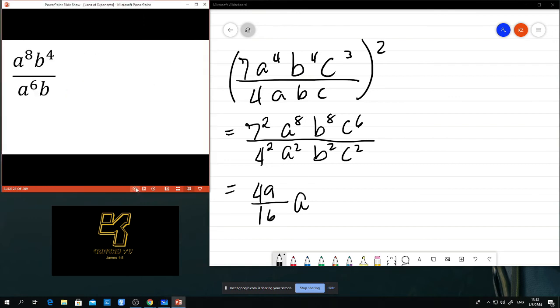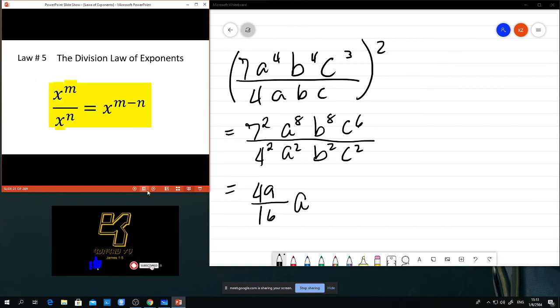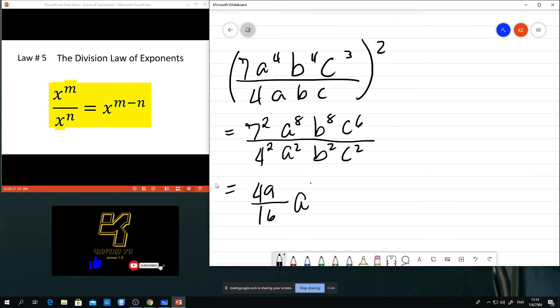Okay, going back. Law number 5. You can see on the screen. What do we do when we divide? Oh, so what is the answer here? 8 minus 2 is? It's okay. Relax. 6. Okay. Then b, b to the power of what? 6. Okay. And then c, c to the power of 4. Okay. Thank you.